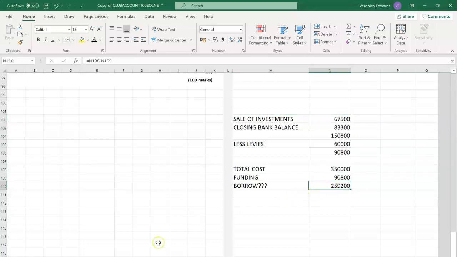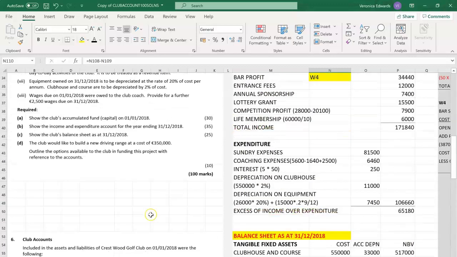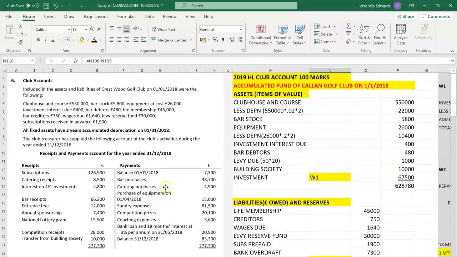All right, so that's question 6, club account question, 100 mark question on the 2019 higher level leaving certificate paper.